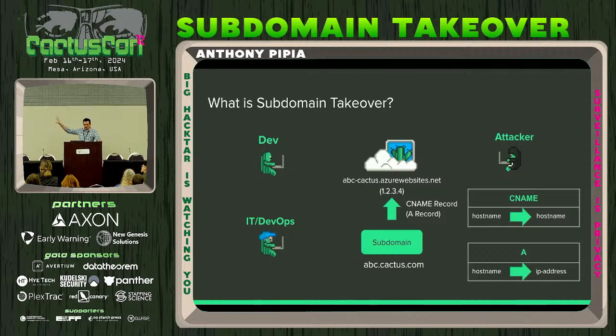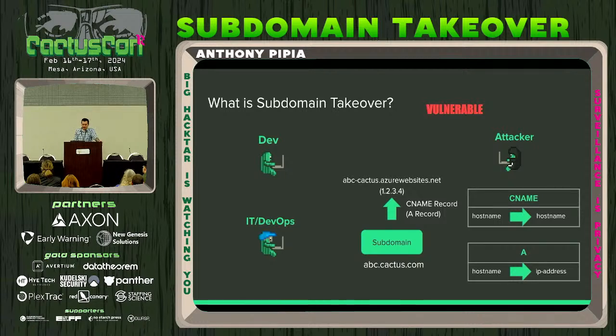Anyways, in this scenario, everything's great right now. There's no vulnerability. The website's up, everything looks good. The problem is when we decide to decommission this resource, okay? We're going to tear down this resource in the cloud, and it's going to go away. It's not going to be there anymore. But the DNS record still exists, okay? That's the ultimate vulnerability. There is a DNS record pointing abc.cactus.com to the host name abccactus.azurewebsites.net, and there's nothing there. There's nothing at that location. So if you tried to go to abc.cactus.com, it's not going to work.